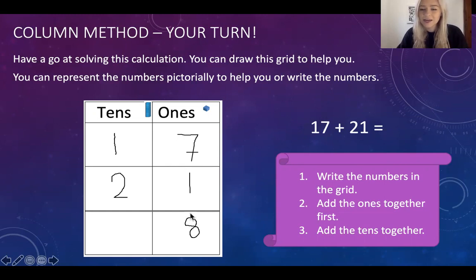And now it's time to add my 10s together, and I've got 1 10 plus 2 10s, and we know that that makes 30. So my answer is 38. Well done if you managed to get that correct.